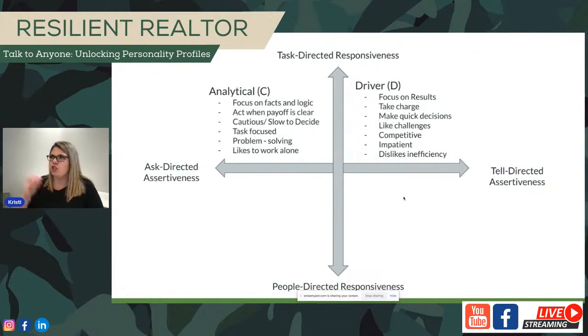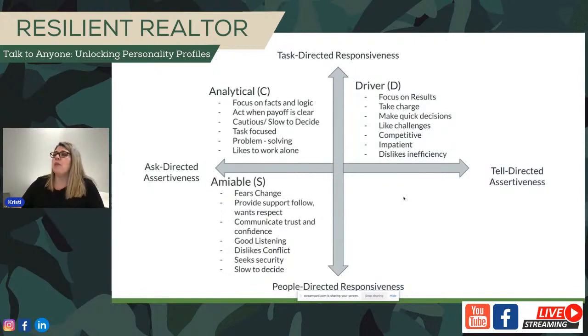I want you to think direct. They're very, very direct. And thank heavens for a lot of drivers in our life, because they tend to get things done, right? So let's talk about the Amiable.